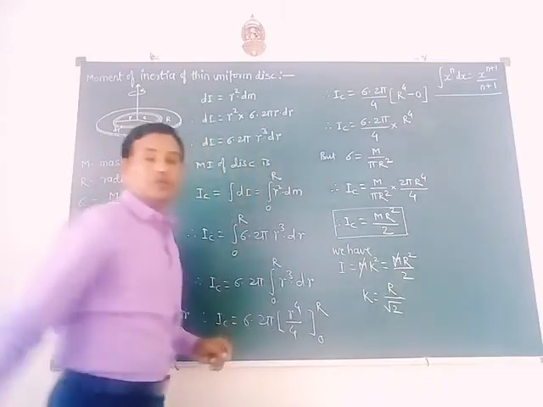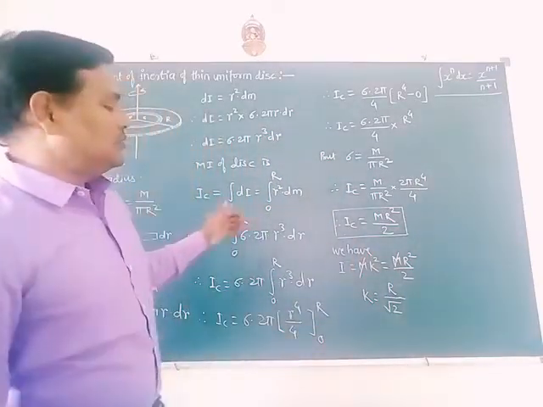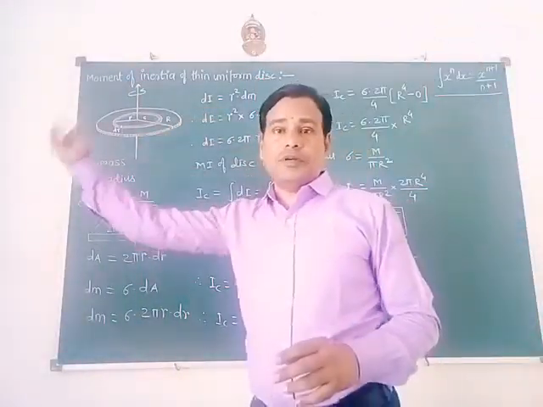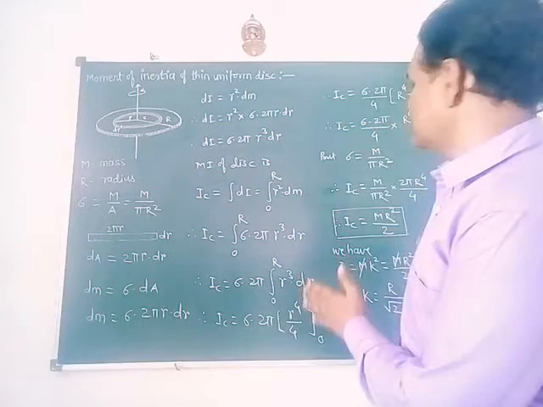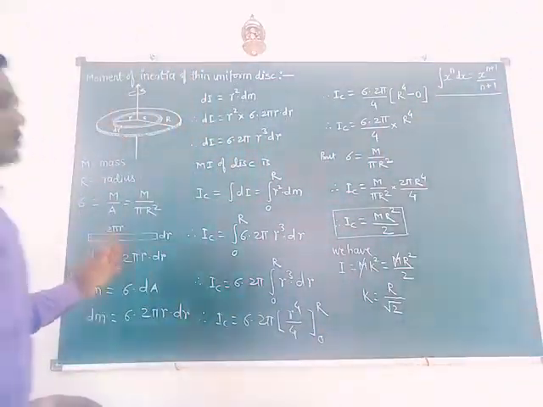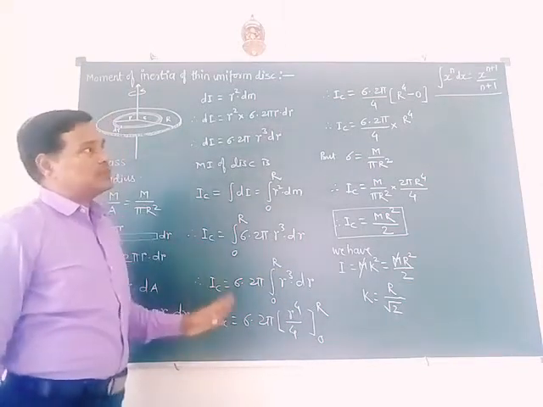So this is the expression for radius of gyration of the disk about the axis of rotation which is passing through center and perpendicular to its plane. So this is the expression for moment of inertia of a thin uniform disk about the axis passing through center and perpendicular to its plane.